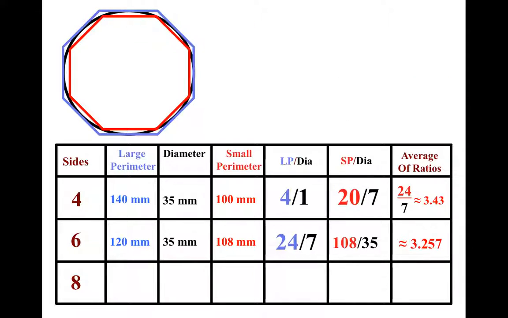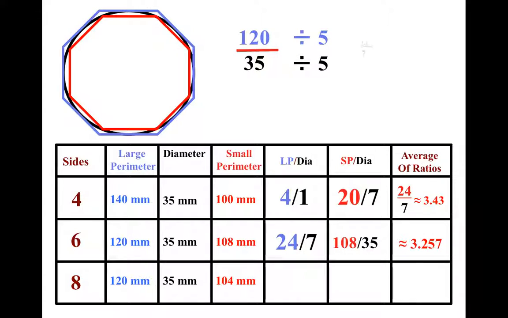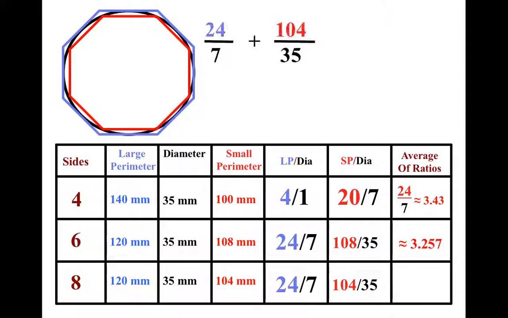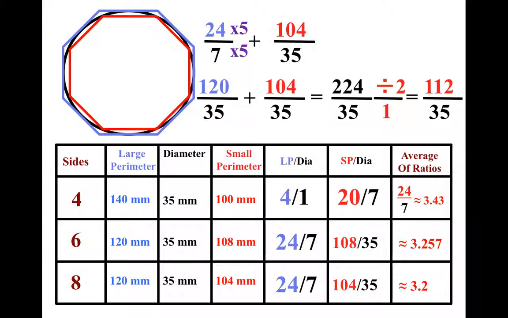You guessed it, let's go with an octagon. 8 sides. So if I measure it, I end up getting 15 millimeters times 8, because there's 8 sides. Diameter is still 35, and 13 millimeters on the small one. And I get 104. So here we go. I get 24 over 7 again, and I get 104 over 35. Common denominator, to find the average, divide by 2, I get 112 over 35, which is surprisingly a nice neat number, 3.2. Notice we're getting closer to 3.14.